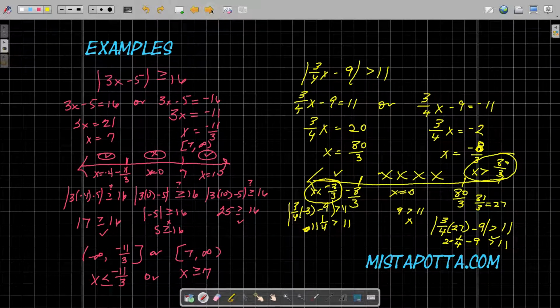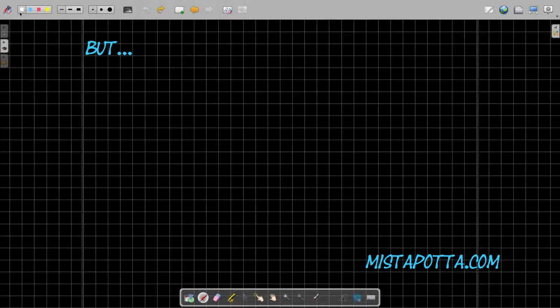I want to do one last example here. So let's take a look at a situation like negative 2 times the absolute value of x minus 9 plus 4 is greater than negative 3. So in a situation like this, I'm going to try and isolate this because I need to get this by itself to figure out what my boundary points are. So the first thing I'm going to do is subtract 4 from each side.